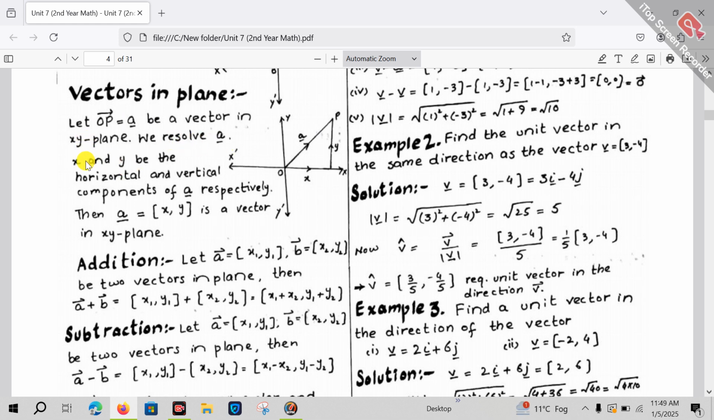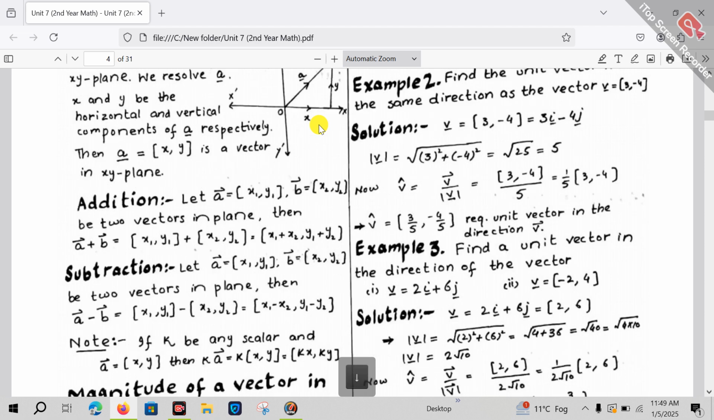We resolve A. X and Y be the horizontal and vertical components of A respectively. Note that we have a triangle like this. This is the right triangle, and this length from O to this point is X, and from this to this point is Y. Note that this is a vector with X and Y as the horizontal and vertical components. So this is our horizontal and this is our vertical.